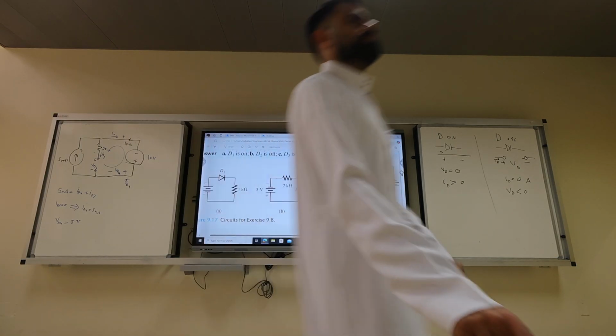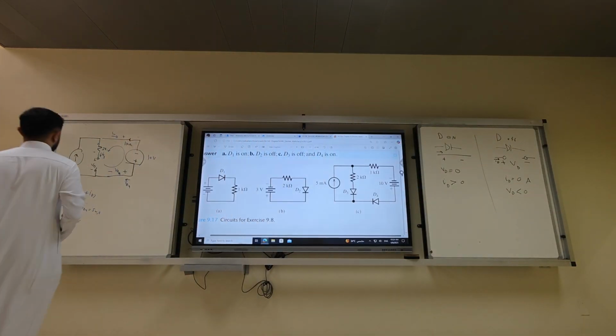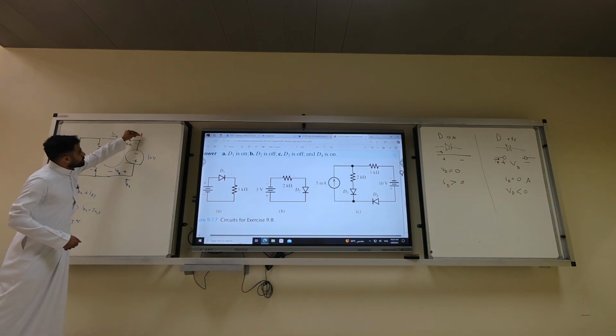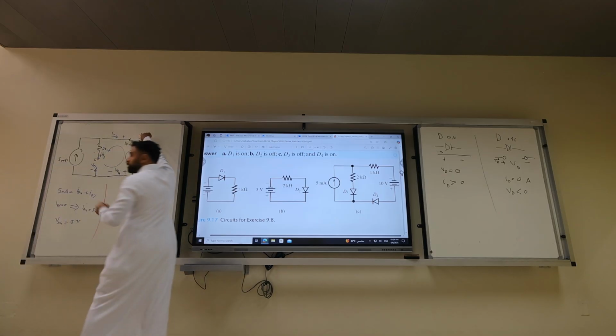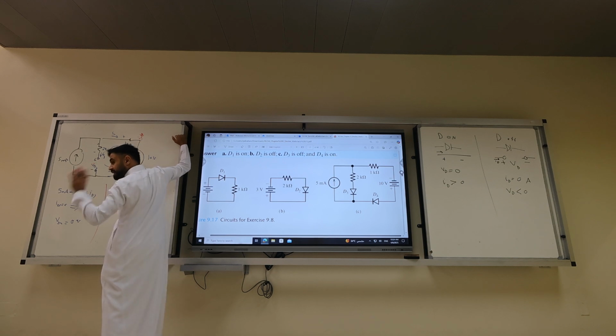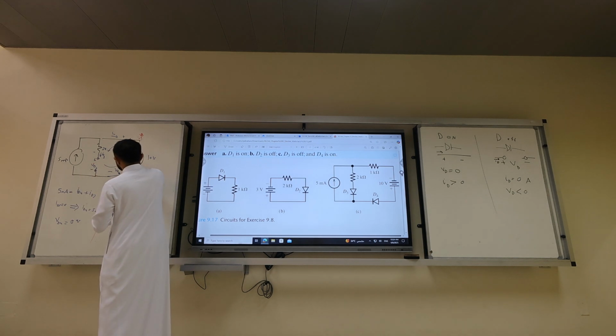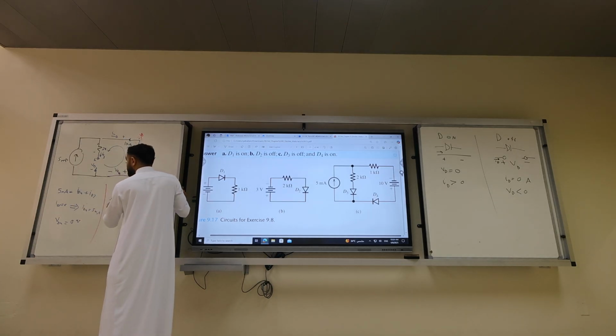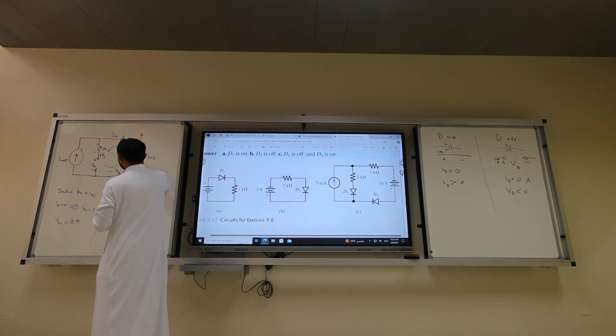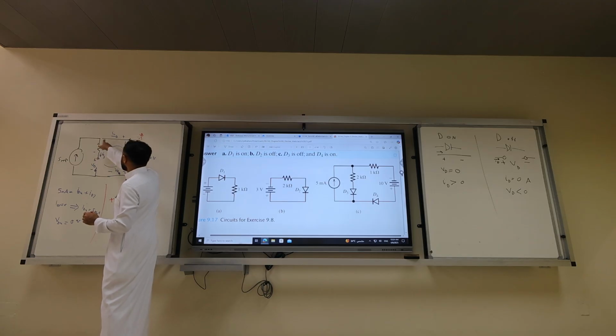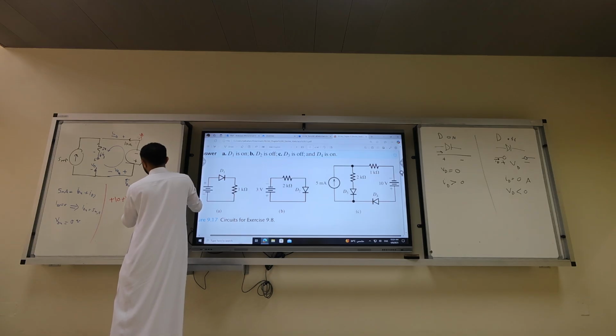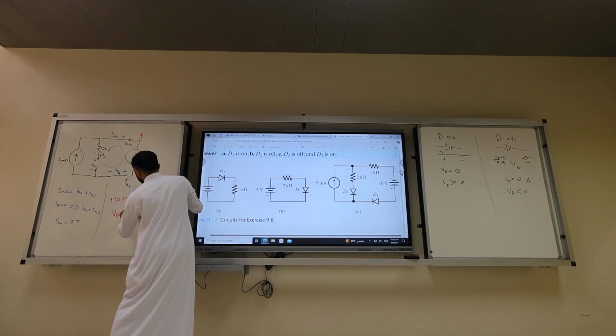Who wants to be the KVL? Where do you want to start? From here? No. You have to start. Okay, we go clockwise, right? Yes. What is the first number? Plus 10. Plus 10, 0, ignore it. Voltage rise, what is it? VD3. And what's the voltage drop across this resistor? 0, because there's no current. Here, voltage drop, minus ID4. What is ID4? 5 milliamp times 1 kilo equal to 0. So VD3 equals minus 10 plus 5, which is minus 5 volts.